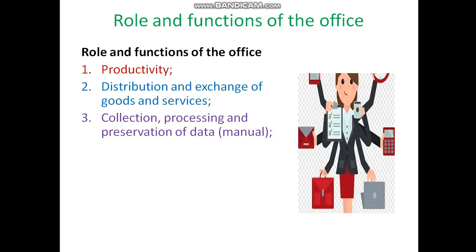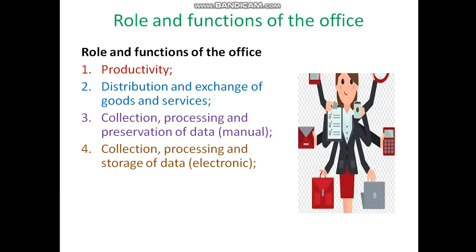Collection, processing, and preservation of data, manual. Collection, processing, and storage of data, electronic. So basically, the office needs to collect, which is to gather information, process the information, and preserve the information, which is keeping or storing it. And this can be done either manually or electronically. Manually is where they use files, write, and store the information in filing cabinets or cupboards. Electronically is where they store it as soft copy within the computer memory or a storage device.